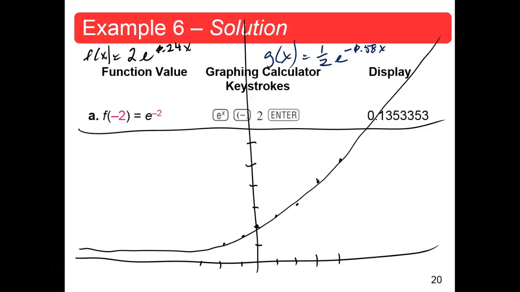X equals 0. I'm trying to trace it. X equals 0: 0.58 times 0 is 0. Negative 0.58 times 0 is 0. E to the 0 is? Anything to the 0th power is? Oh, 1. I forgot to press the trace button. It's 0.5, exactly, 1/2. So this will be down there at 1/2. Good deal.